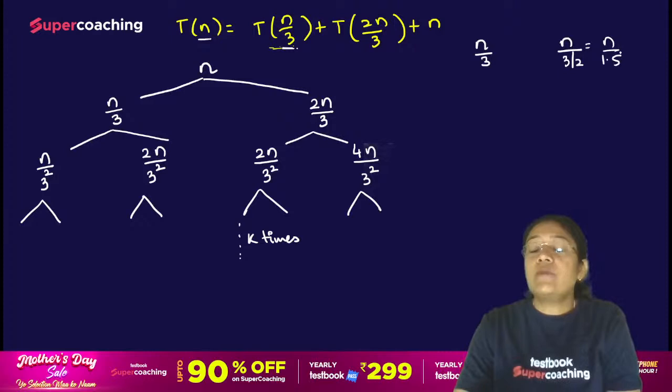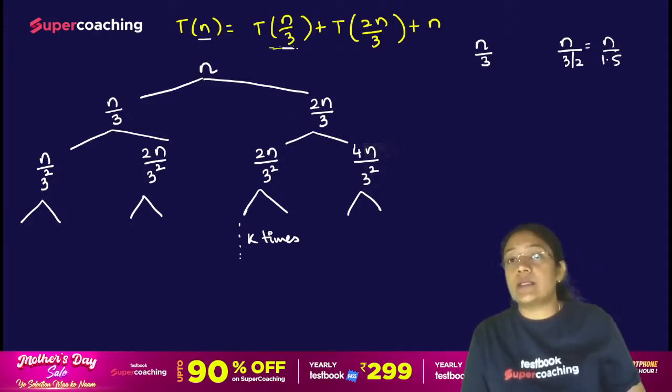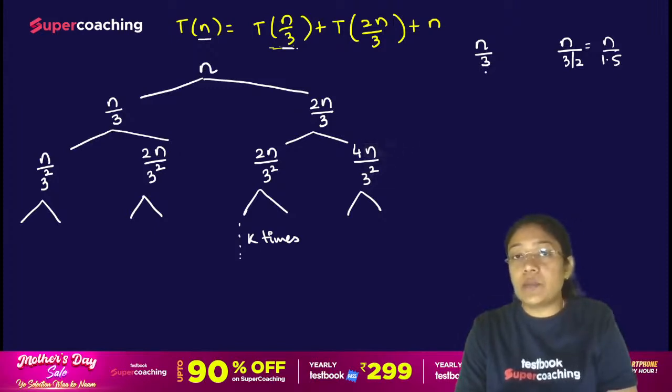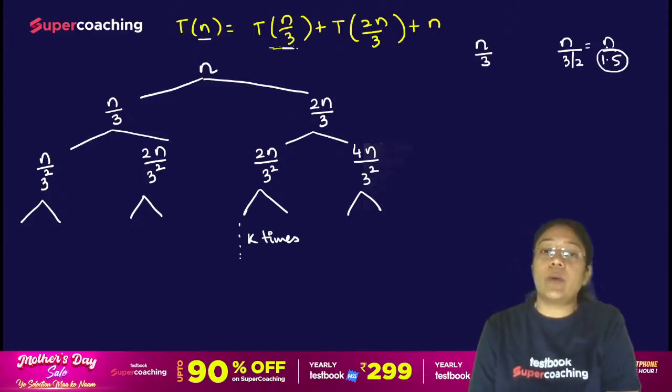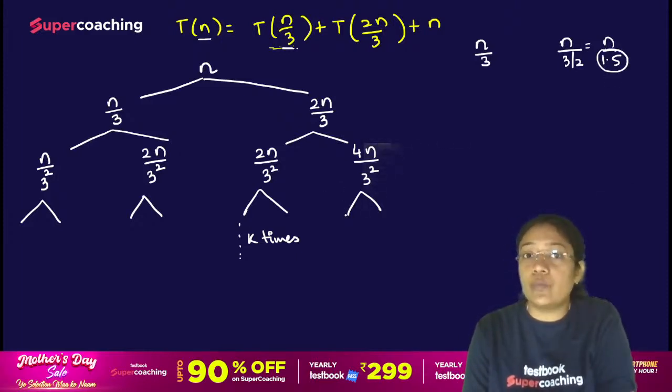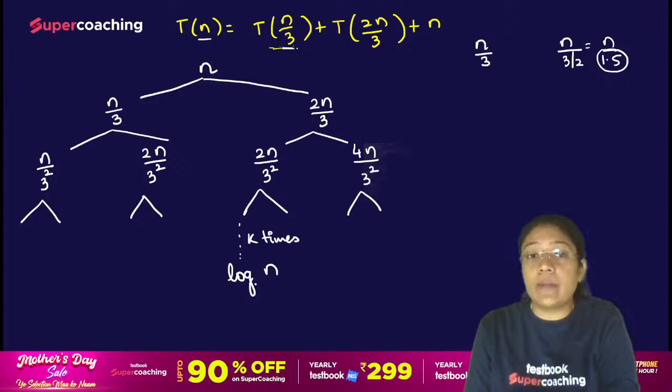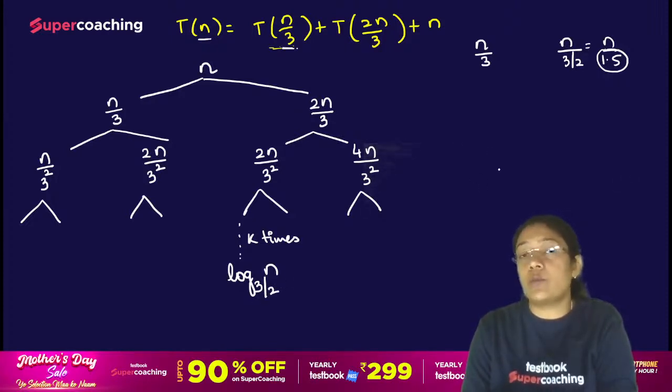So when will we be getting more number of levels? जब हम किसी वैल्यू को 3 से डिवाइड करते हैं या फिर ग्रेटर नंबर से डिवाइड करते हैं, definitely we will get less number of levels. So here we'll be getting more number of levels when it is divided by 3 by 2, right? So ultimately this comes out to be k times. So that means log n with the base 3 by 2. Why am I taking the base 3 by 2? Because this is going to create more number of levels.